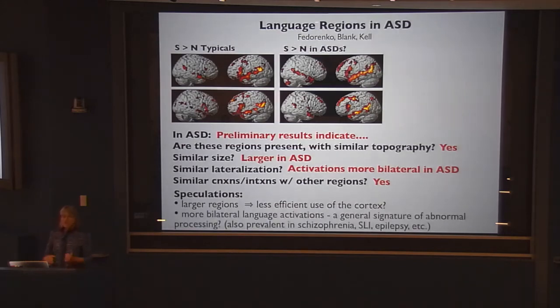And as far as the reduced lateralization in autism, I think that's interesting. It's certainly been seen before, although not with this individual subject method we're using here. But it's not very specific. You see this also in schizophrenia, specific language disorder, and epilepsy and other disorders.